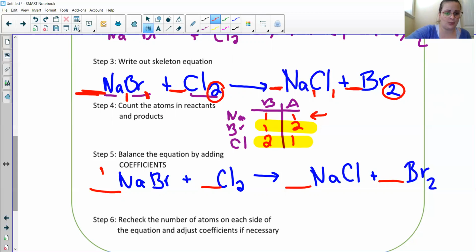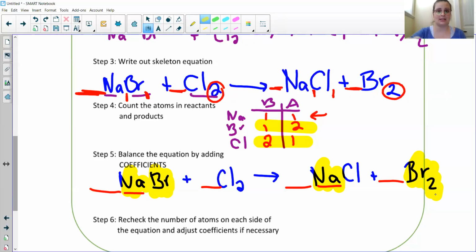Right now, starting with the 1 in this position didn't work for our balancing, so we're going to see if we can adjust it. So here I have 1 sodium and I have 1 sodium. I'm going to use a highlighter for this. I have 1 sodium and 1 sodium. That's balanced. I have 1 Br, and on the right-hand side of the arrow, I have 2 bromines.